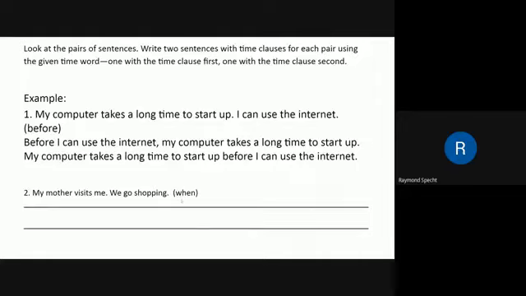Okay, so capital W for when. When my mother visits me, comma, we go shopping. Second sentence, start with a capital W for we. We go shopping when, small m, my mother visits me. We go shopping when my mother visits me. All right, good. Going to the next slide.